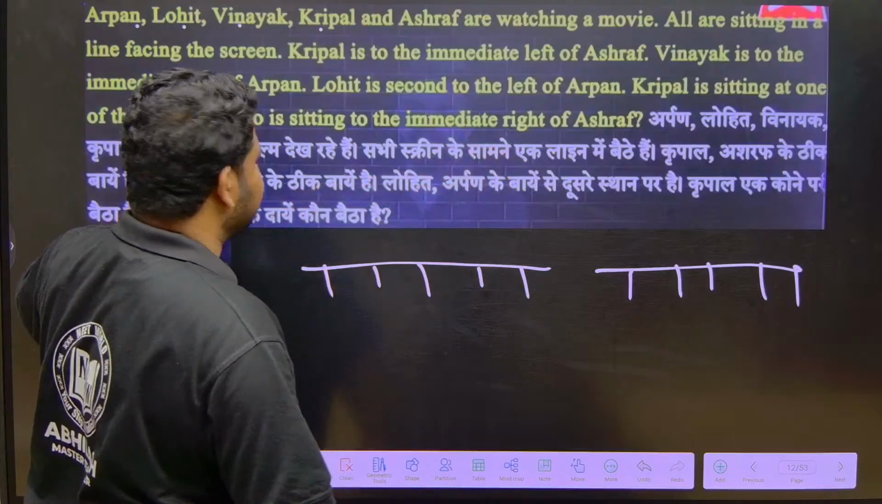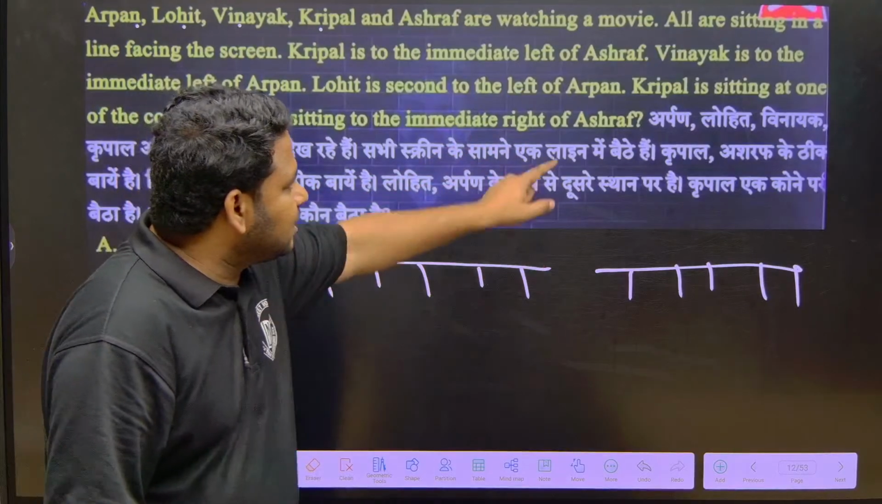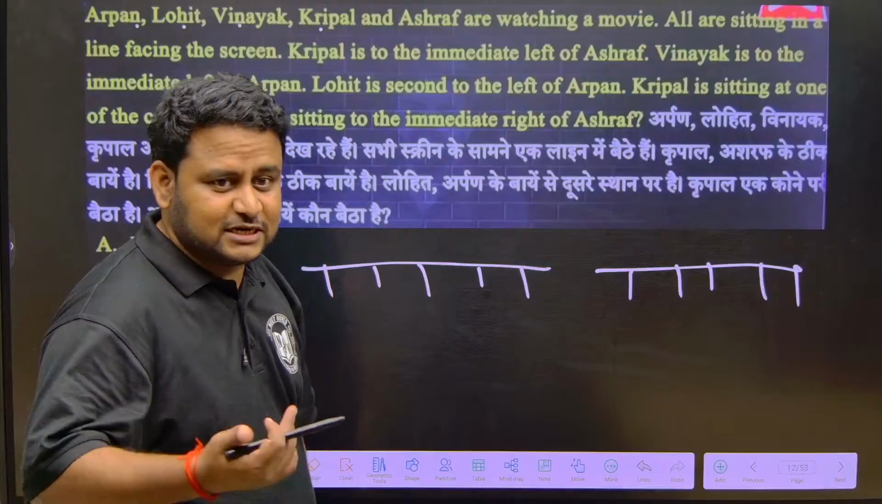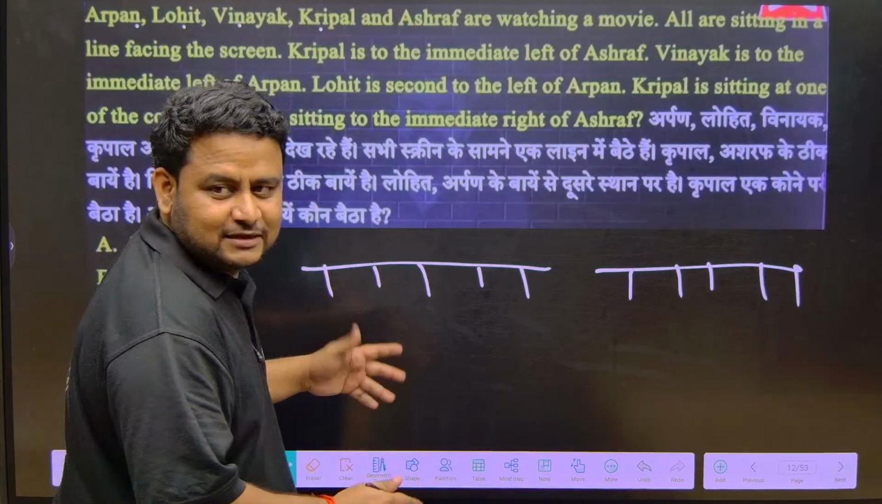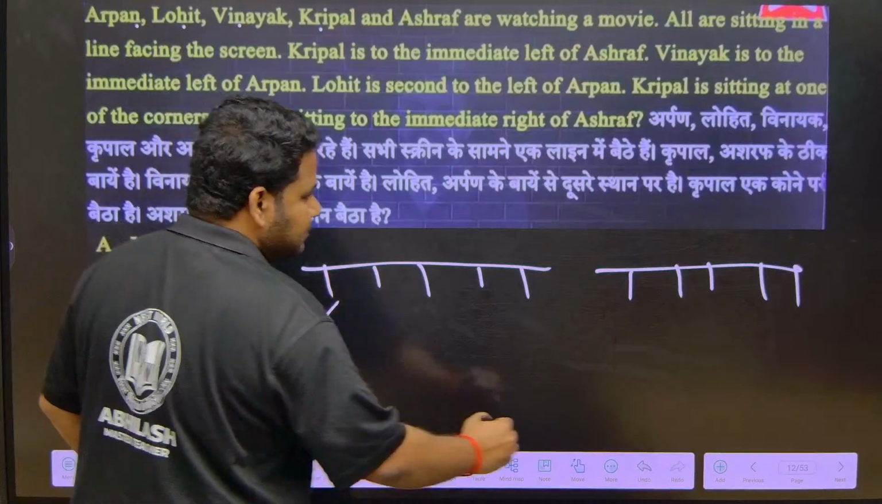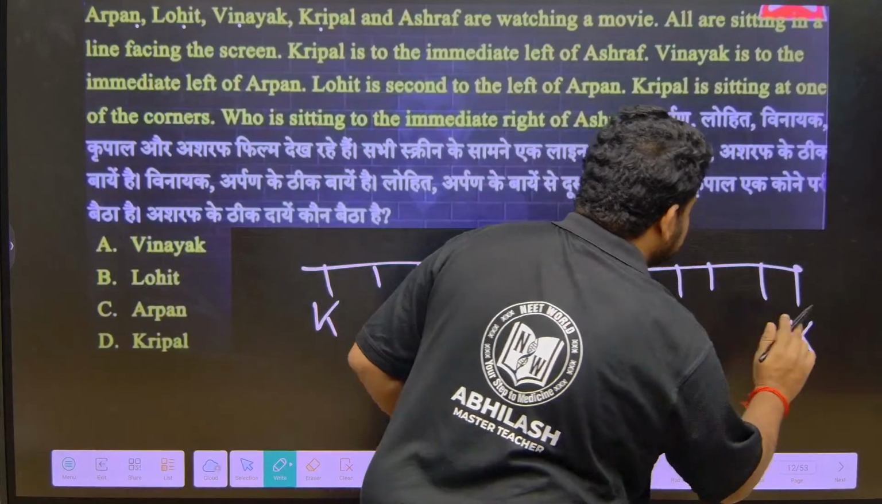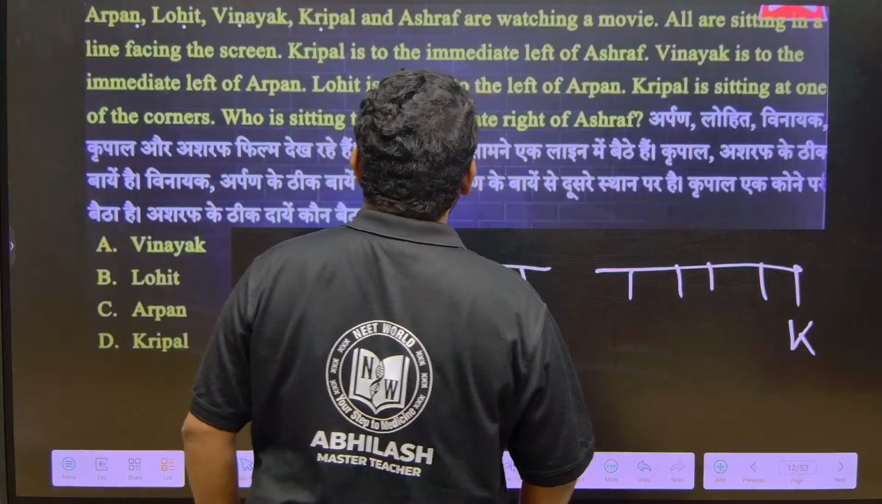Kripal is sitting at one of the corners. This is very important. Kripal is sitting at the corner seat. So which corner can I take? Here I will take it as Kripal. Okay, done. Now what are they telling?